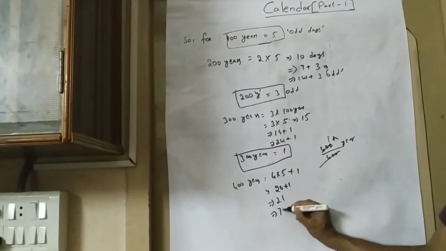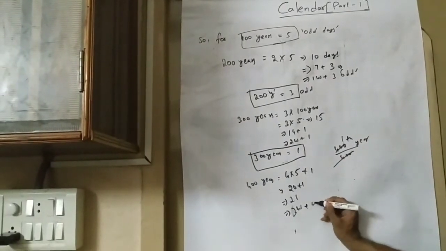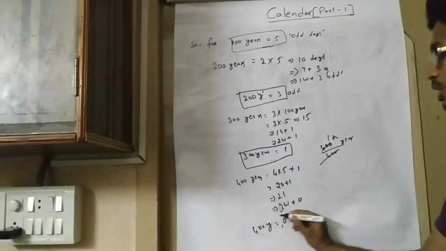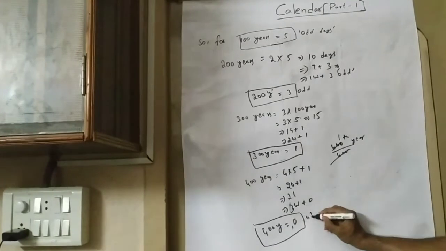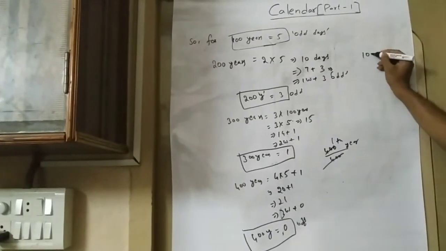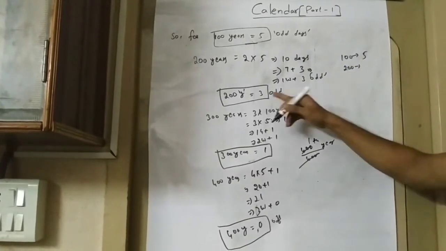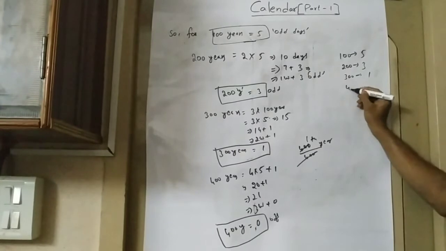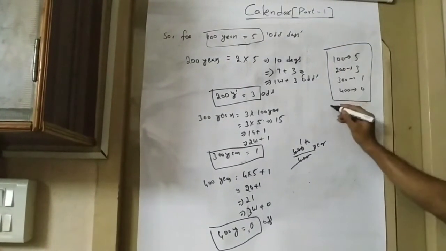So 21 means 3 weeks, that is 3 weeks plus 0 odd days. So for 400 years, there will be 0 odd days. So for 100 years, there are 5 odd days. For 200 years, 3 odd days. For 300 years, 1. And for 400 years, 0. So we have to remember this.